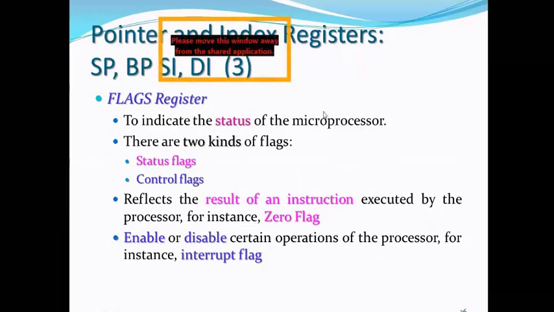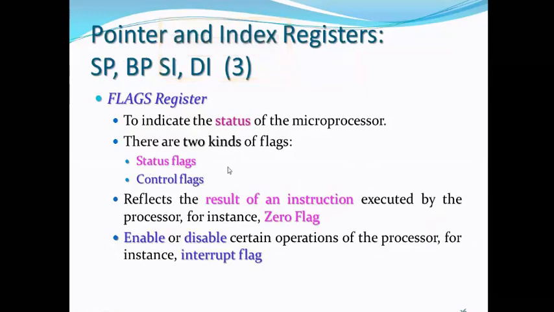Whenever the microprocessor gets some status, that status comes through the flag registers. And you can categorize these flag registers. One is the status flag registers and the other category is the control flag registers. We are going to see both categories in the next chapter, maybe in chapter 6, I believe.